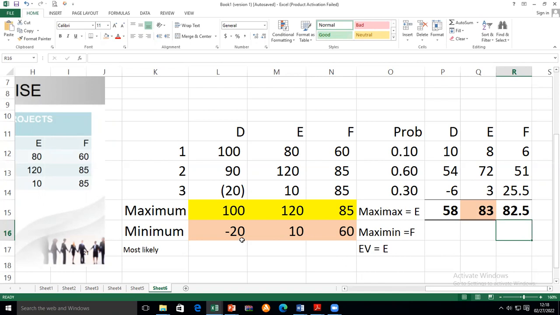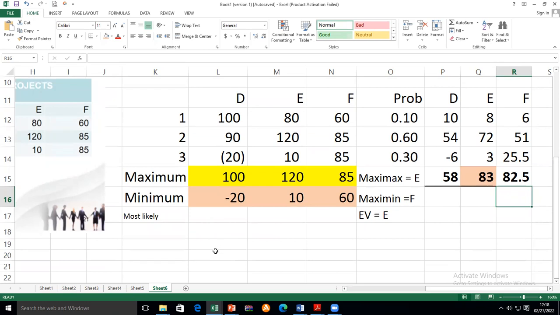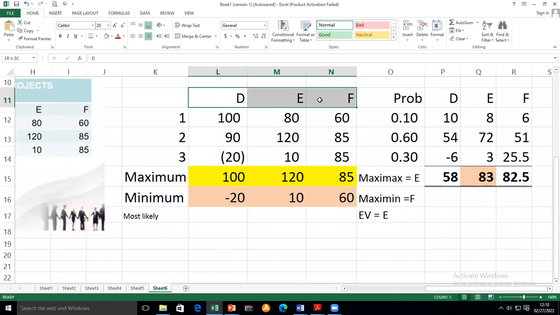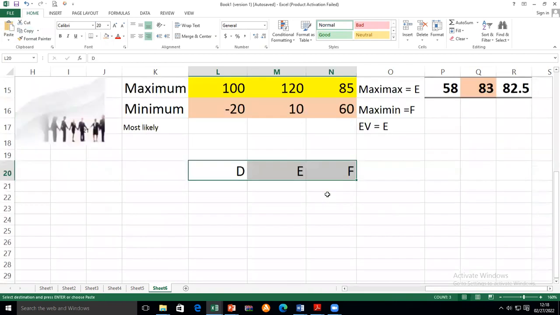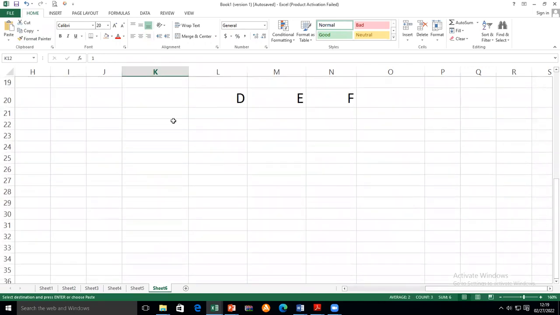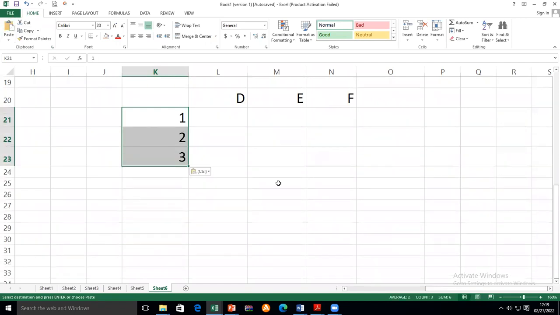Let's look at the last one. The last one is called the regret rule. And you're going to draw up a regret table. So let's draw up a regret table, and after drawing it up, we'll be able to see which one we are going to go for. We just need the headings to draw up our own regret table, and also we need these outcomes here.